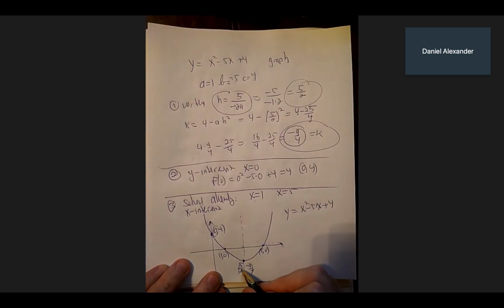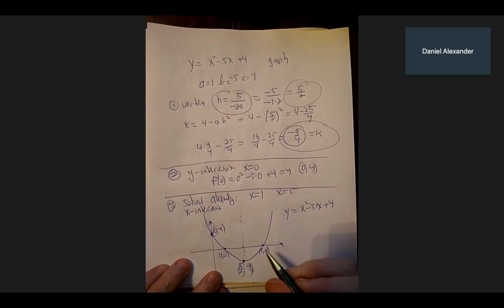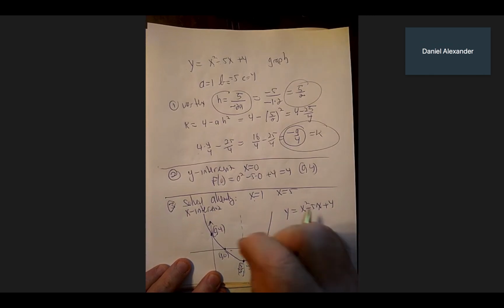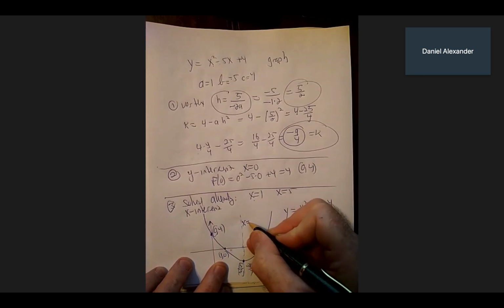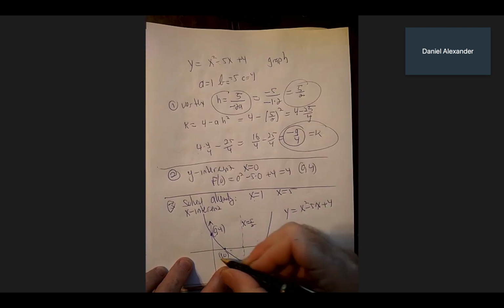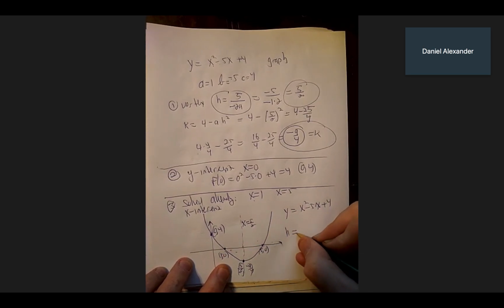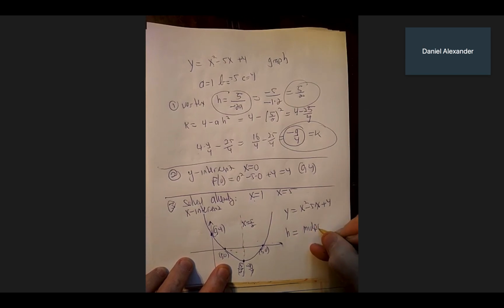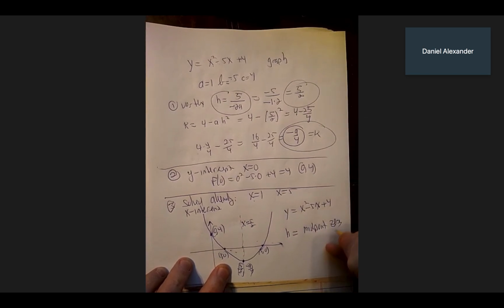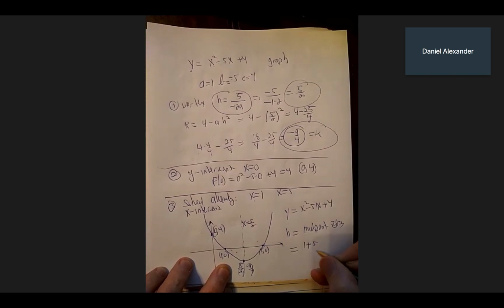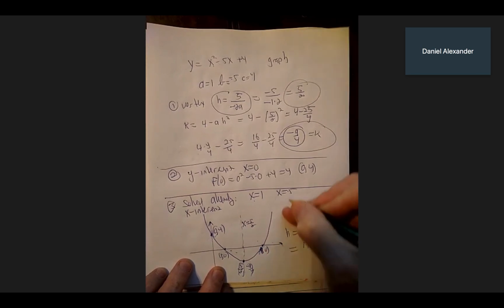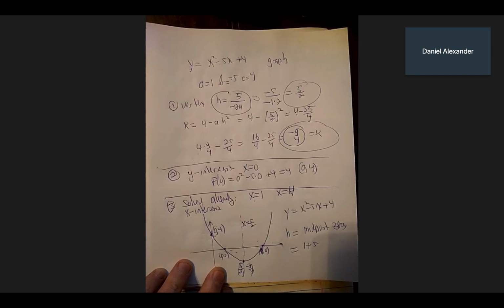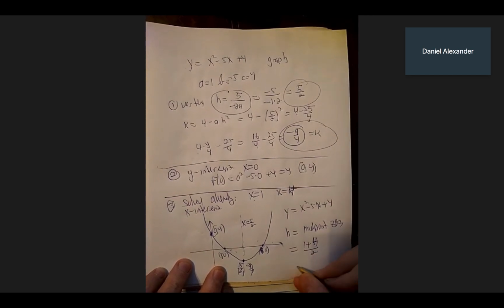Notice that 5/2 is halfway between this and this. That's because of the symmetry of the graph. I fold this over the line of symmetry, and this point matches up. That means that if this is h, then h is halfway between these 2 points. So notice that h is going to be the midpoint of the zeros. So h is going to be 1 plus 5, I had that wrong. That was 4 from the past. I'm sorry, 1 plus 4 over 2, which is 5/2.